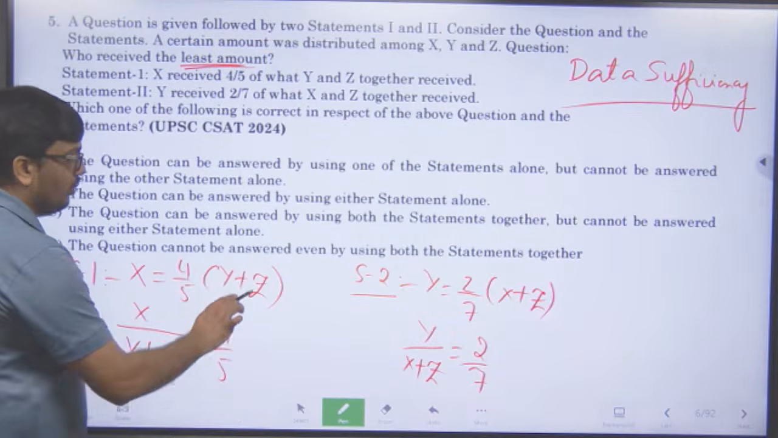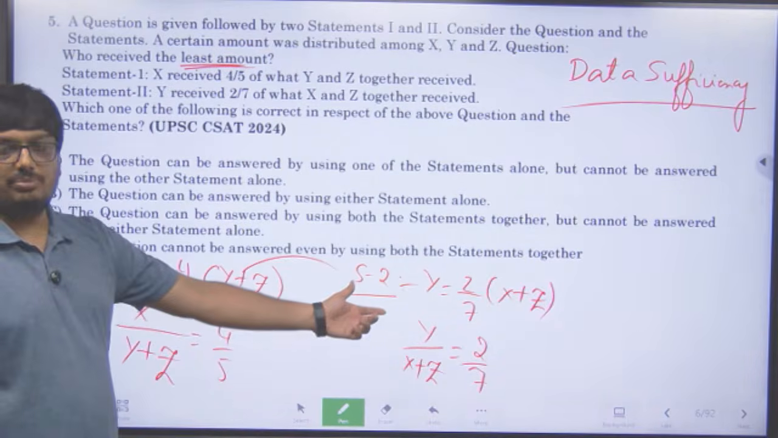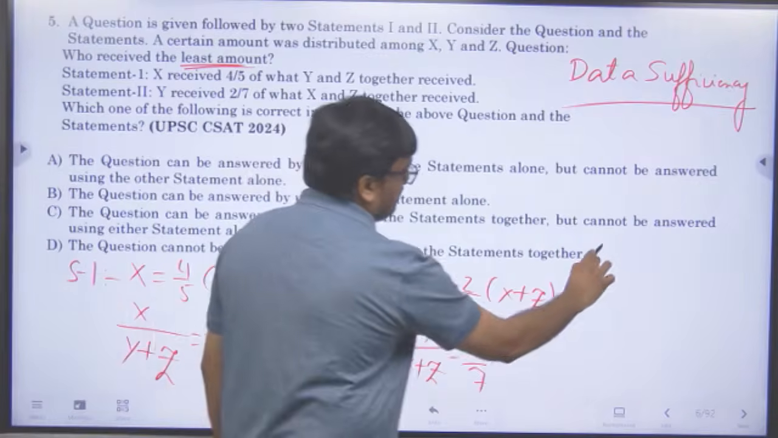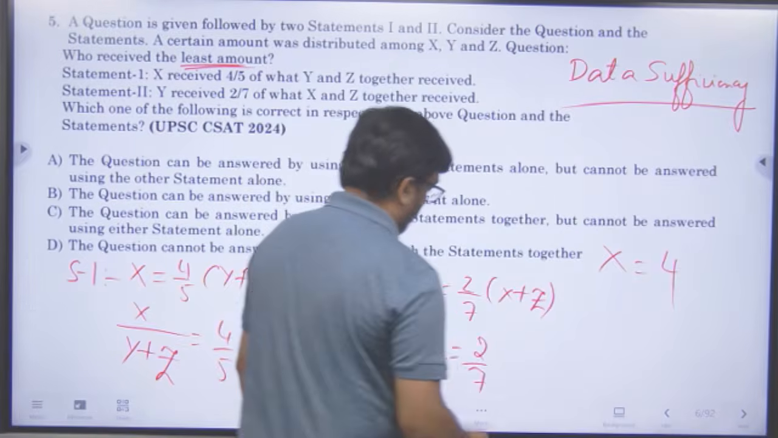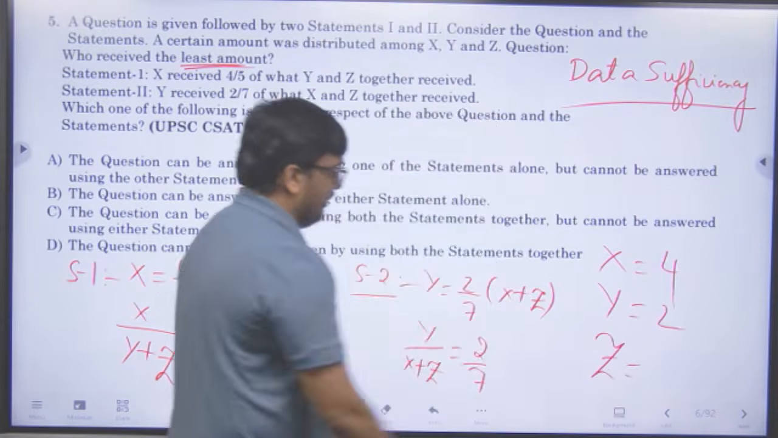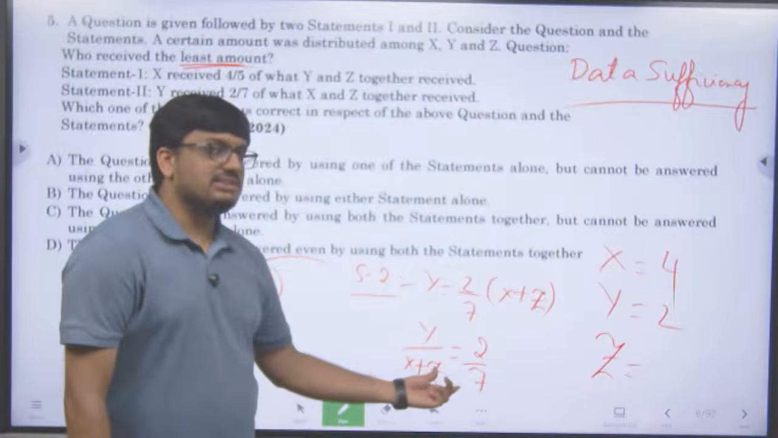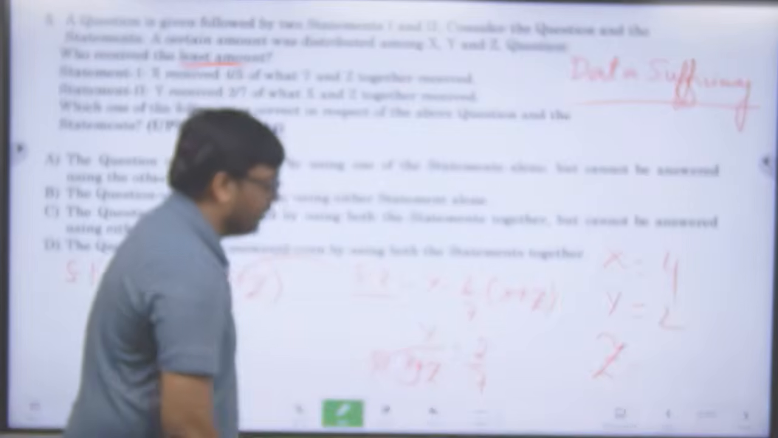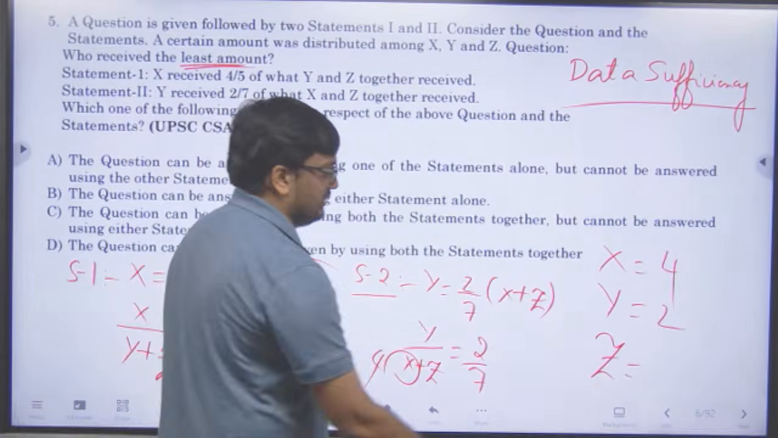So what you should do? Combine both statements. If you combine both statements, you know x will get 4 parts and y will get 2 parts. Listen carefully. Here both x and z will get 7 parts. You know the share of x. X will get 4. Then z should get 3 parts.